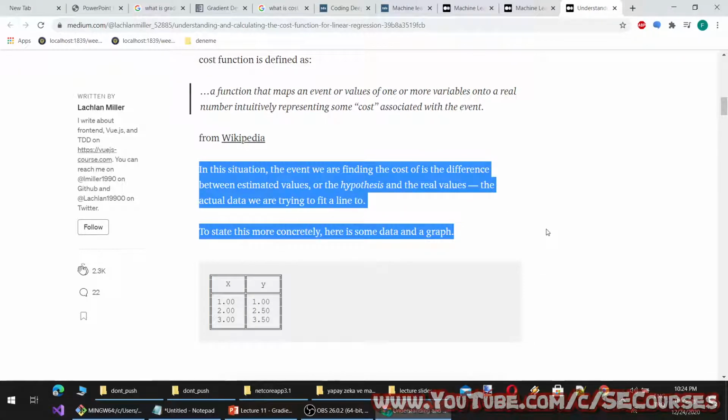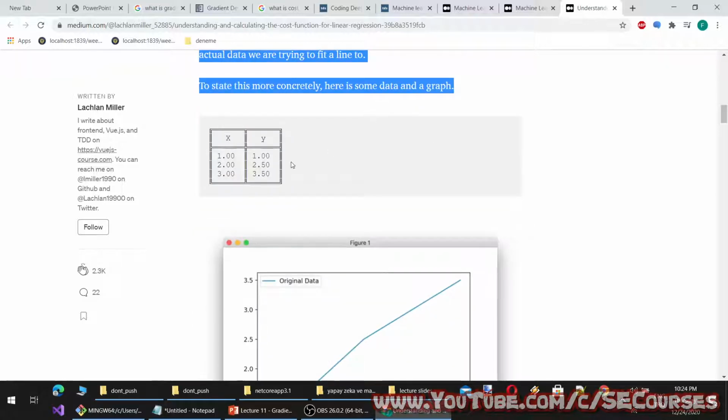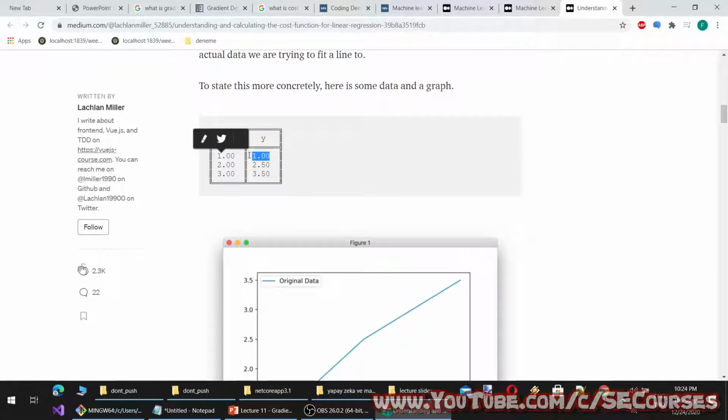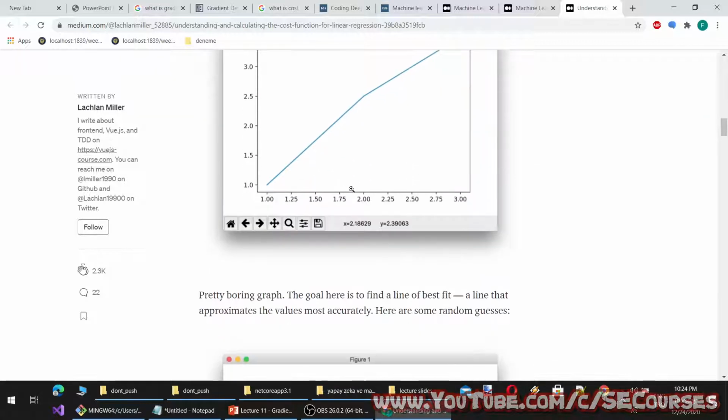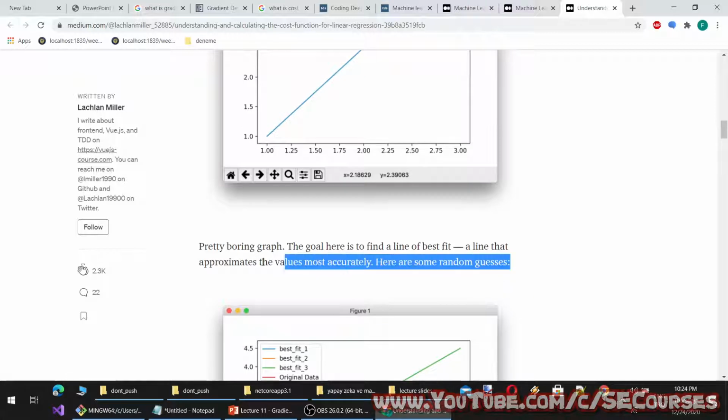In this situation, the event we are finding the cost of is the difference between estimated values, or the hypothesis, and the real values, the actual data we are trying to fit a line to. To state this more concretely, here is some data and a graph. Okay, so we have x point 1, y point 1, x point 2, y 2.5, x is 3, and y is 3.5. So it is like this.